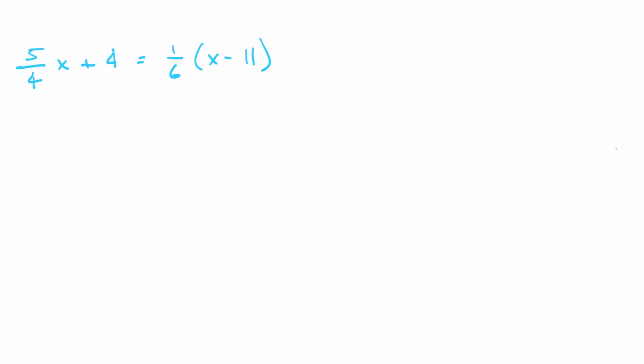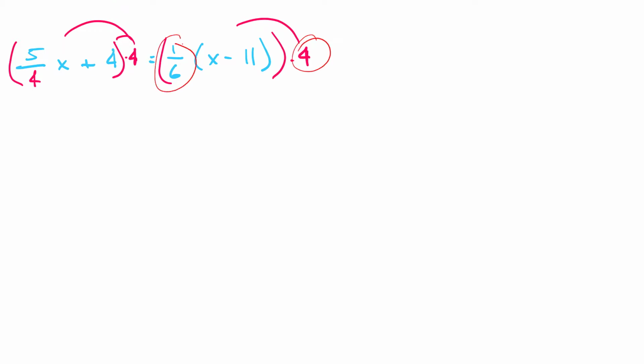So here's an example. Let's say we have 5/4 x plus 4 is equal to 1/6 times the quantity x minus 11. I'm going to just notice there's a 4 as a denominator, so I'm going to multiply both sides of this equation by 4 to get rid of it, right? That requires distribution on the left here. And I'm just going to multiply the 4 with the 1/6 since this is multiplication. No distribution needs to happen since this is a quantity.